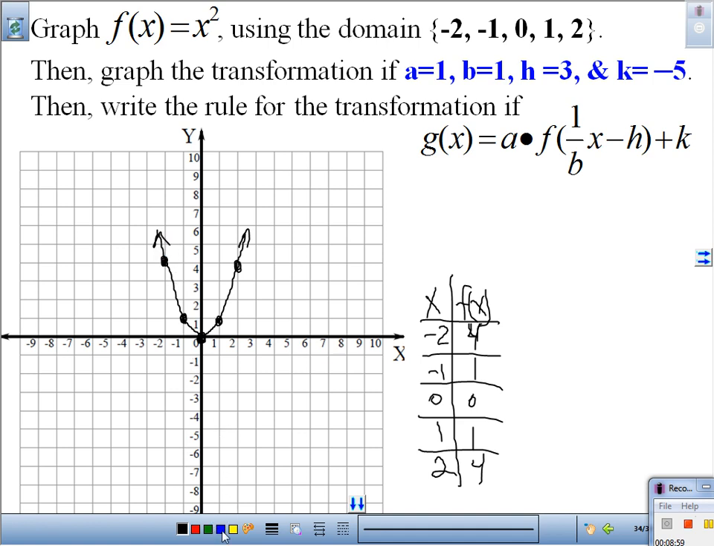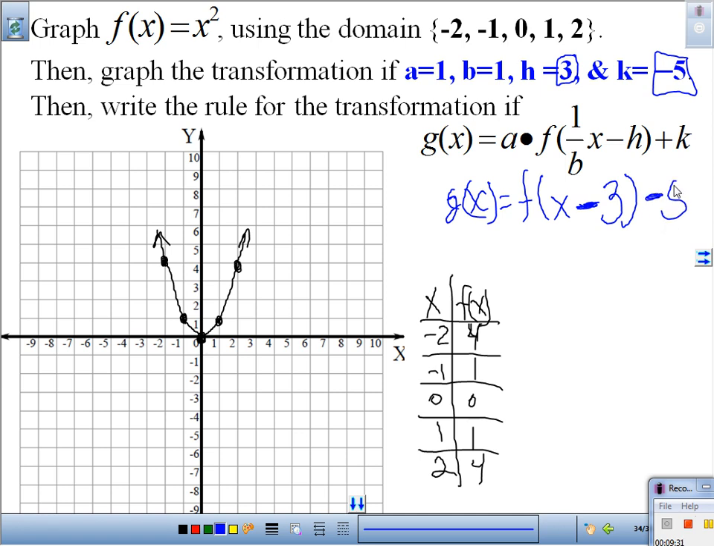All right, let me write the rule. The rule is g of x equals, what is a? 1. Do we need to write it? No, Mr. Q. All right, good. What is b? 1. What is 1 over 1? 1. Do we need to write it? No, so we write f of x. Do we need the negative? Yeah, that's part of the formula. What do we substitute for h? +3. And then plus, I'm not going to write the plus because this one is a what? -5. Okay.